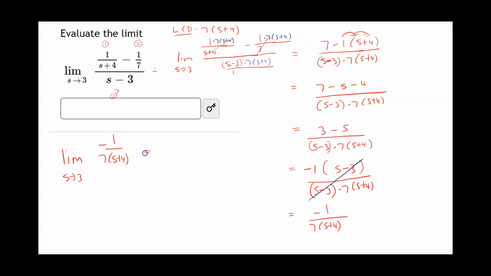We can now apply direct substitution. We couldn't do direct substitution before because if you substitute 3, s minus 3 will give you a 0 denominator. Can't divide by 0. But now if you substitute 3, we don't get a 0 denominator. We in fact get negative 1 over 7 times 3 plus 4, which is going to be negative 1 over 7 times 7, which is negative 1 over 49. And this is going to be our final answer.